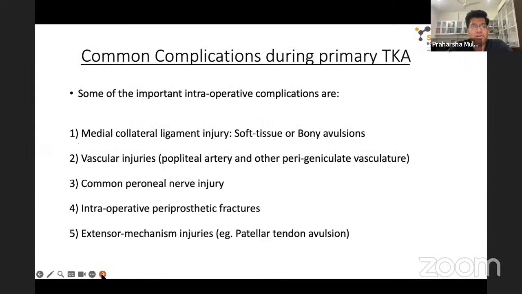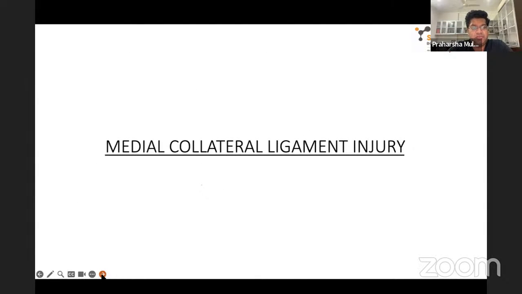Some of the common intraoperative complications that we'll cover today are medial collateral ligament injury, which may be soft tissue or bony injury; vascular injuries such as popliteal artery or other geniculate vasculature; nervous injuries, like common peroneal nerve injury, which is the commonest type; intraoperative periprosthetic fractures; and finally, extension mechanism injuries, mainly patellar tendon avulsion. So let's get right into it with medial collateral ligament injury and its management.